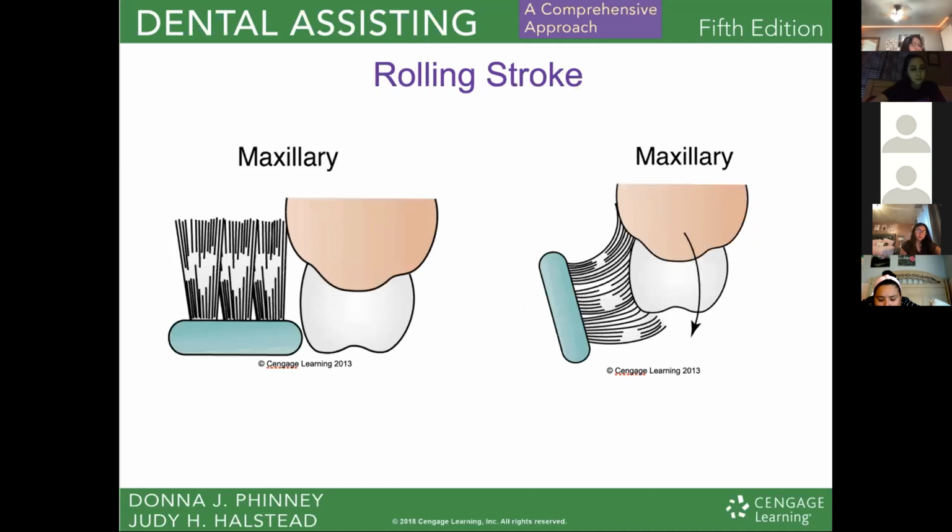With the rolling stroke brushing technique, the bristles are pointed upward for the maxillary arch and downward for the mandibular arch. The bristles are pressed firmly but gently against the gingiva and are rolled slowly over the tissue and teeth toward the biting surface. So it's like a rolling stroke, okay?